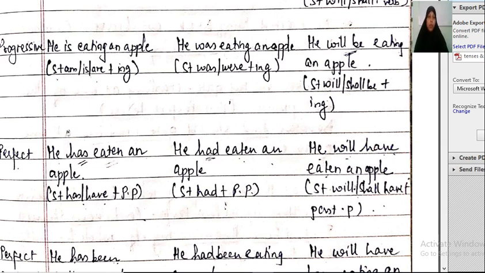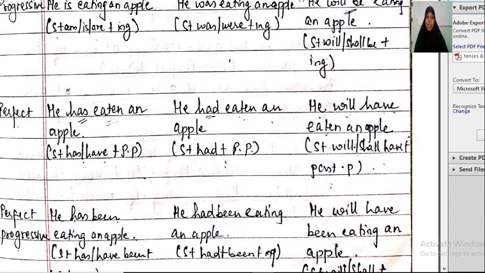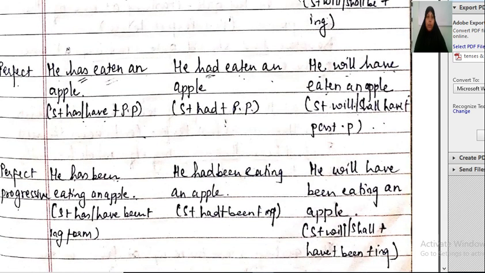Now the last one, future perfect progressive tense. Future perfect progressive tense shows an action going on for a period of time that will end in future. For example, he will have been eating an apple. The structure of the sentence will be subject plus will or shall plus have been plus the ing form of the verb. That you have to keep in mind.